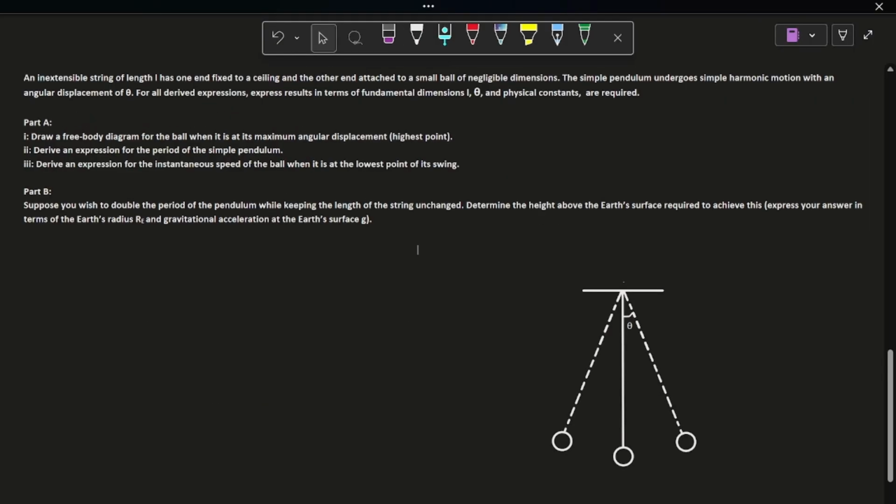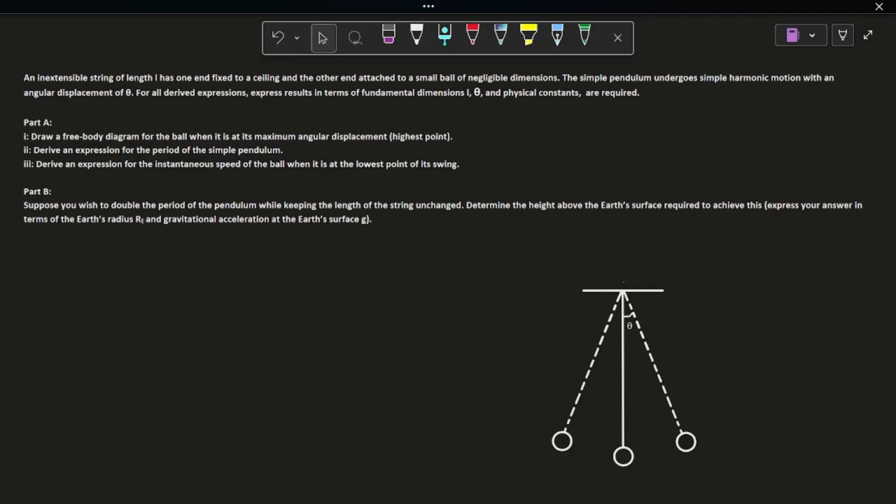An inextensible string of length L has one end fixed to a ceiling and the other end attached to a small ball of negligible dimensions. The simple pendulum undergoes simple harmonic motion with an angular displacement of theta. For all derived expressions, express results in terms of the fundamental quantities L, theta, and physical constants as required.